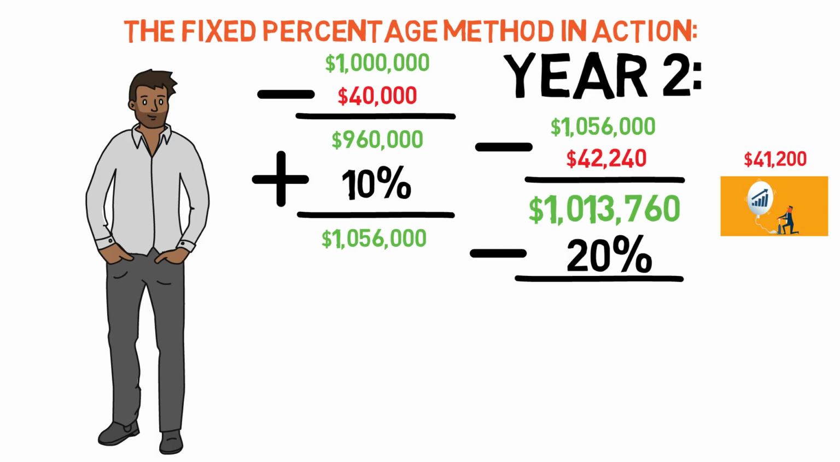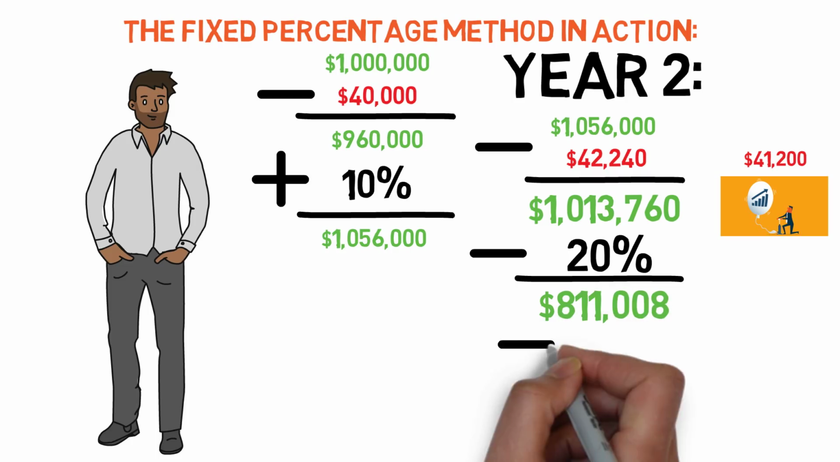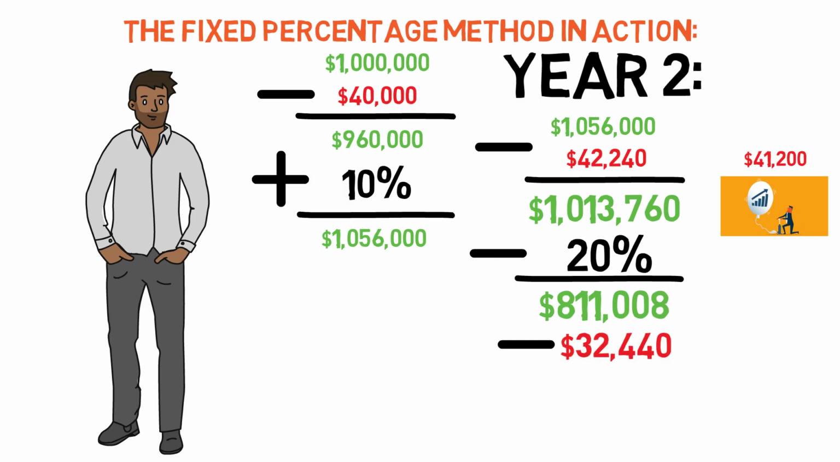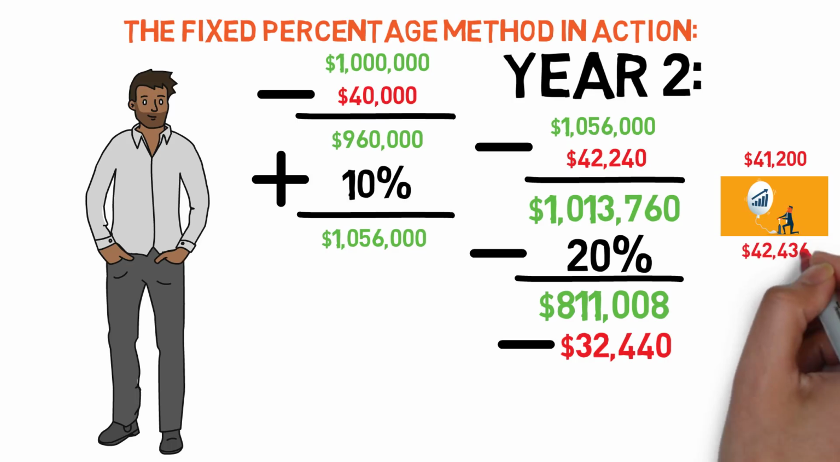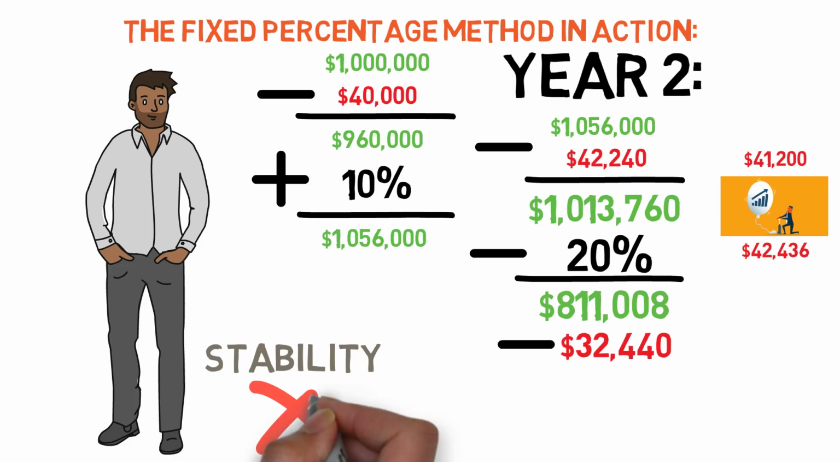Say that the following year John's investments fell by 20%, bringing the value of his nest egg down to about $811,000 and forcing him to withdraw $32,440 in the third year of his retirement. That would be significantly less than the $42,400 that John would have withdrawn in that third year using the actual 4% rule. So as you can see, depending on the situation, stability is something that this strategy could have a very low score in, given that the value of a nest egg, especially if it's invested in something like stocks, can grow or shrink by 20, 30, or even 40% from one year to the next.